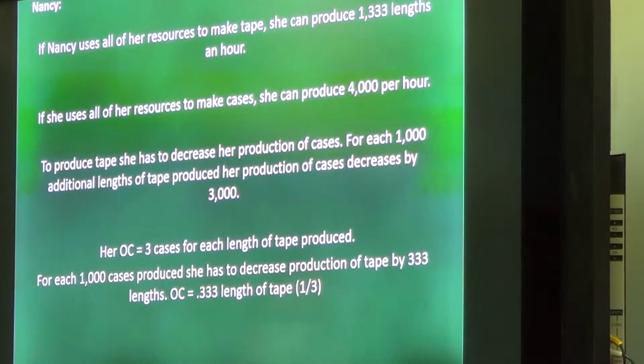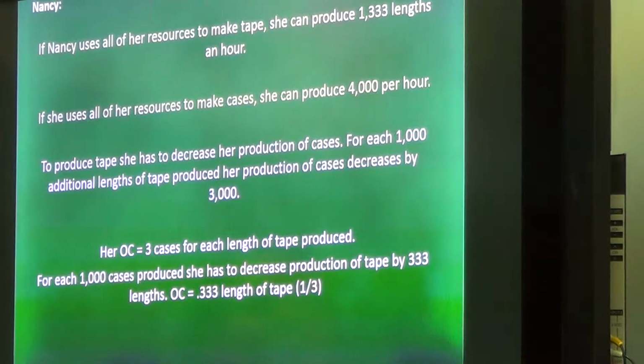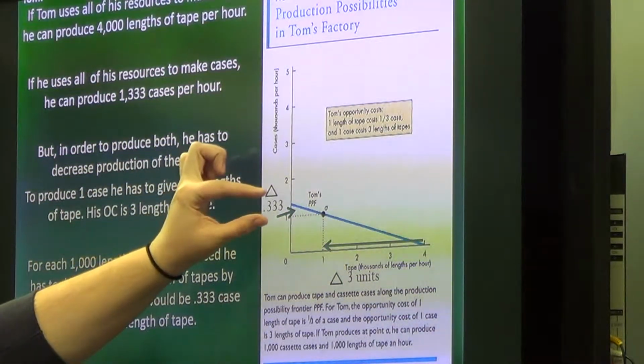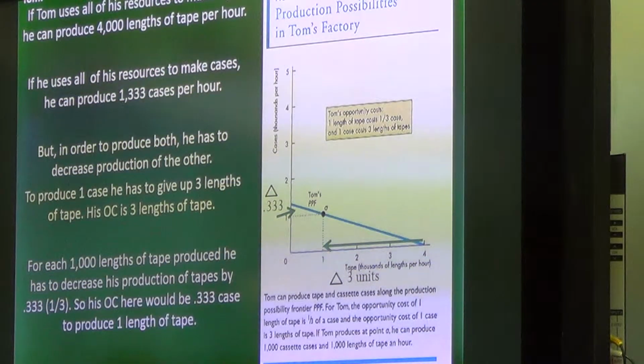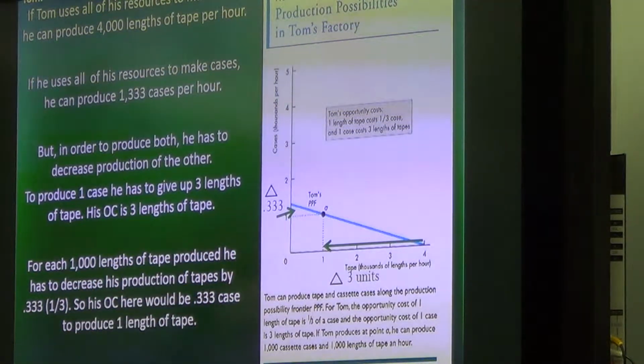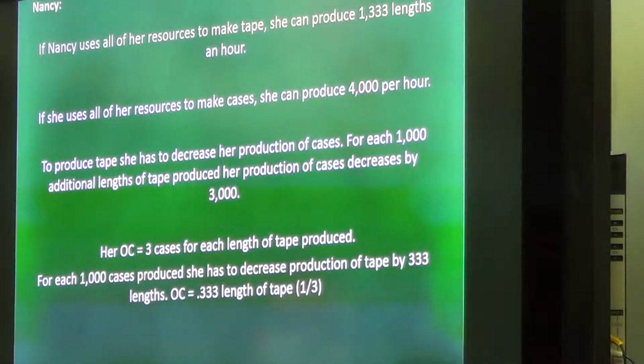Okay. So for each 1,000 cases she produces, she has a decrease in production of tape by 333 lengths. Her opportunity cost is 1/3 of a tape as well. So back here on this graph, this change is 0.333, which on a graph, normally you would label better and not be working with decimals, but it's not the perfect example.